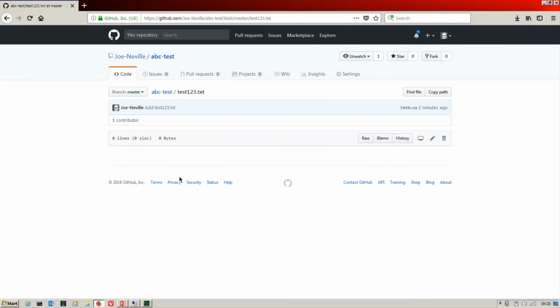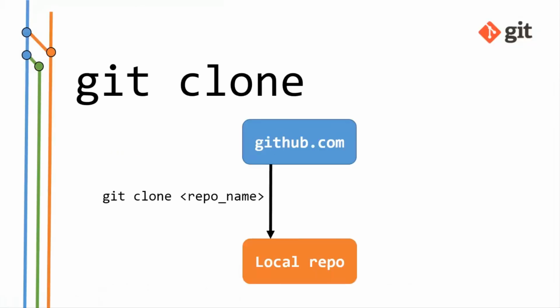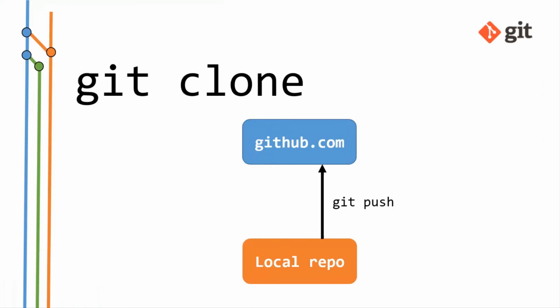And you can see my test123.txt file. To reiterate then, we created a new repo up on github.com. We cloned it down locally. We added a file, test123.txt. We did a git add, a git commit, and then we did a git push back up to the server, and we could see the commits from the local up on github.com.